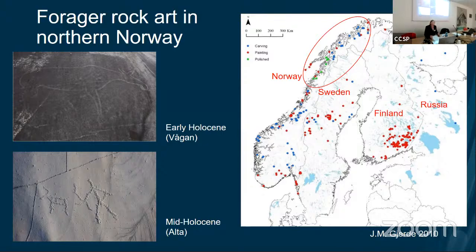As Jan Magne showed this morning, there are very many forager rock art sites all over Scandinavia. And this presentation will focus on the northernmost part of Norway. In this region, again, there are several traditions, and I'm going to look at the differences between the early Holocene rock art and the later mid-Holocene rock art, and ask why there are such major differences in the way that these two rock art traditions are presented.